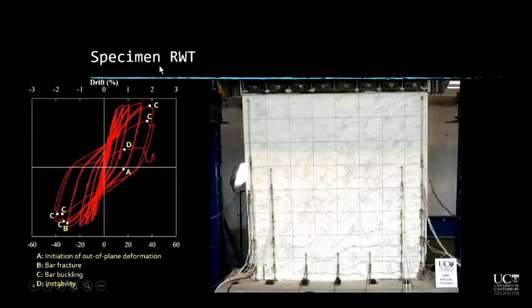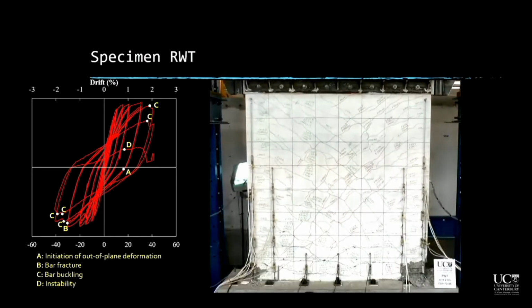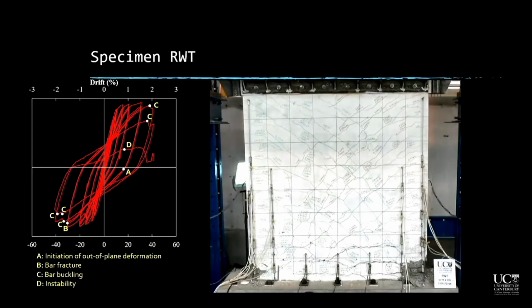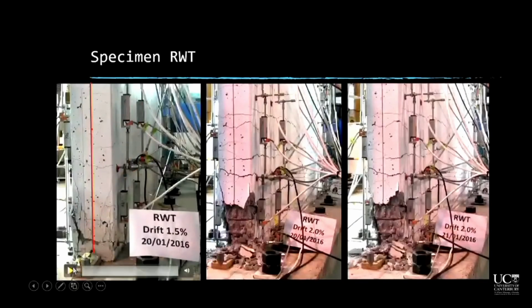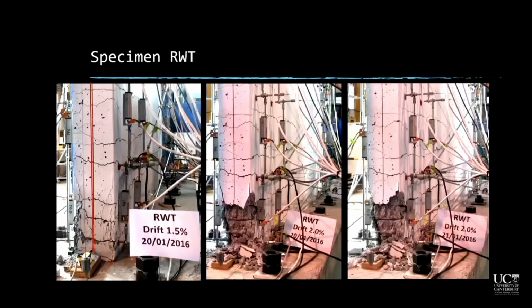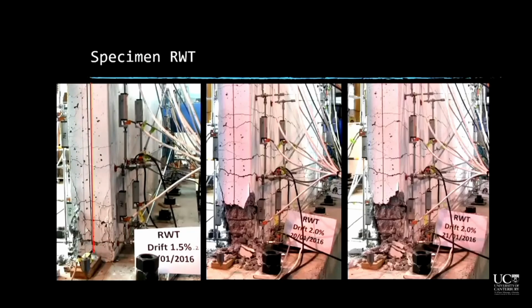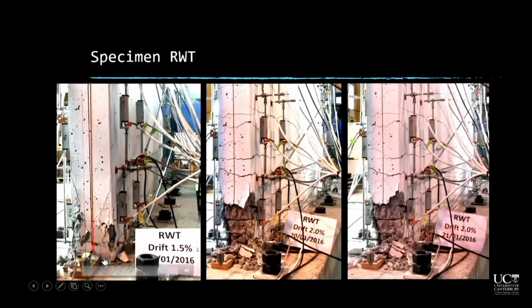For our second specimen, we also observed a similar mode of failure. However, this specimen had a slightly increased thickness, and the value of out-of-plane deformation that was measured for this specimen was lower. For this specimen, you can also see the development and recovery of out-of-plane deformation. You can see the large tensile strains and cracks, out-of-plane deformation and recovery, and then the development of things like bar fracture and bar buckling.